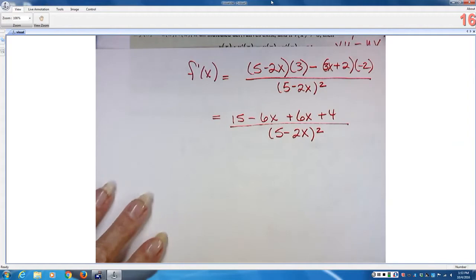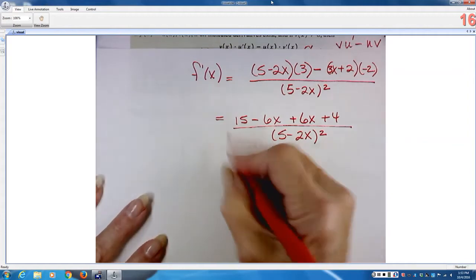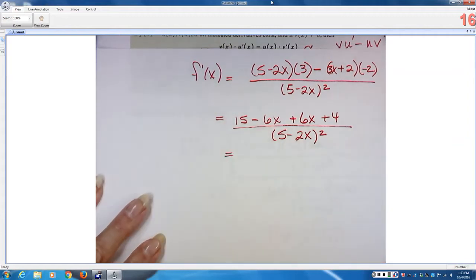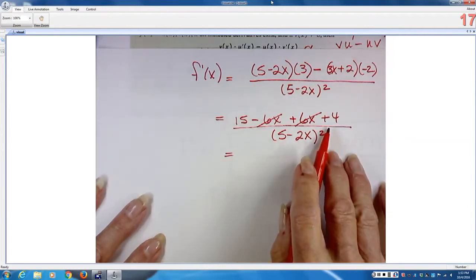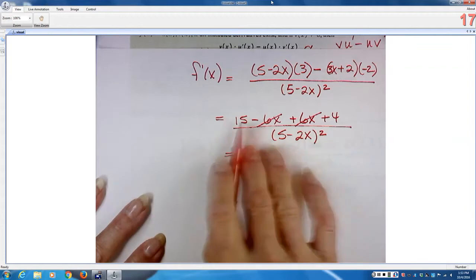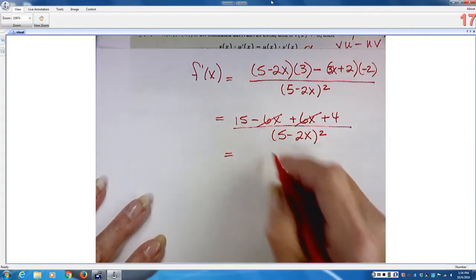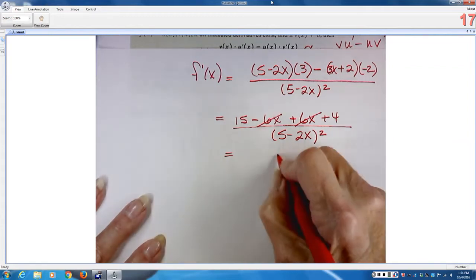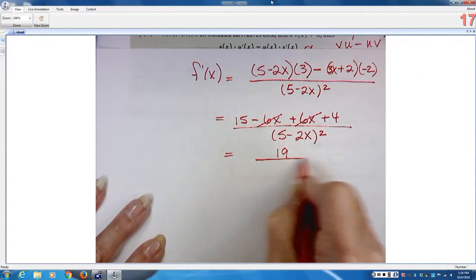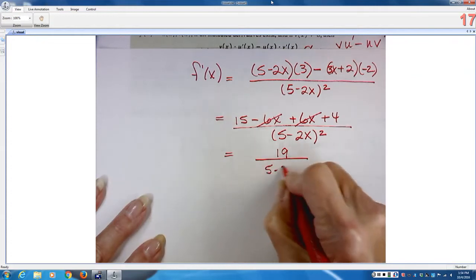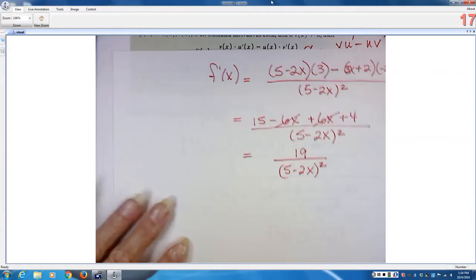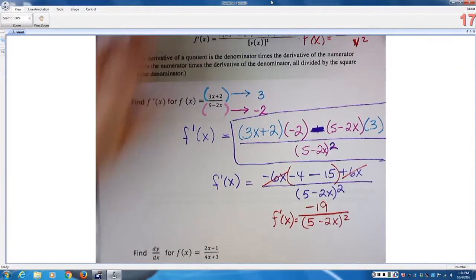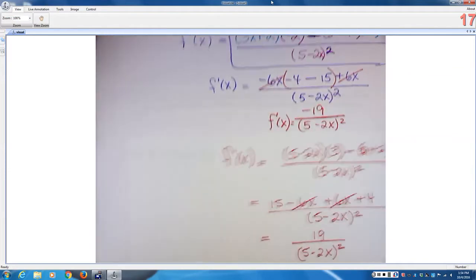So what changes is really the sign in the numerator because of my swapping the terms around. Negative 6x and 6x will still cancel out, but I have 15 plus 4 rather than these being subtracted. They're now going to be adding. So 15 plus 4 is 19 over 5 minus 2x squared. So it will not be negative 19, it will be positive 19.